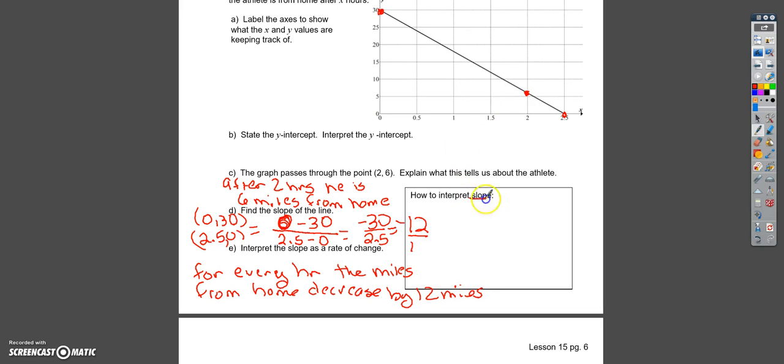How to interpret the slope? Well, the slope is just what's happening to y when x is doing something. Or if x is doing something, what's happening to y. So I'm going to stop this video here and start another one.